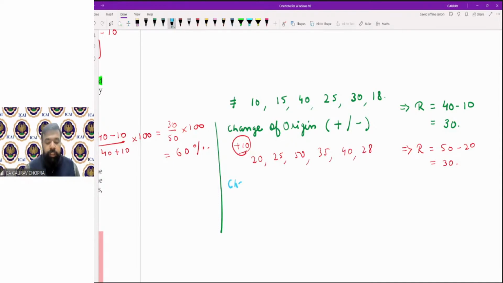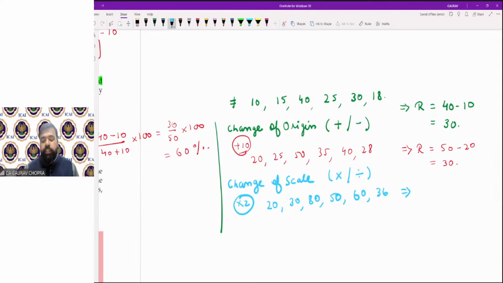Then let us try with change of scale. Change of scale means multiply or divide. If you multiply the series or divide the series by a particular number, then what will happen? Let's multiply with 2 and check. So 10 will become 20, then 30, 80, 50, 60, and 36. Now, the highest value is how much? 80. Lowest value is 20. And now the range is 60.